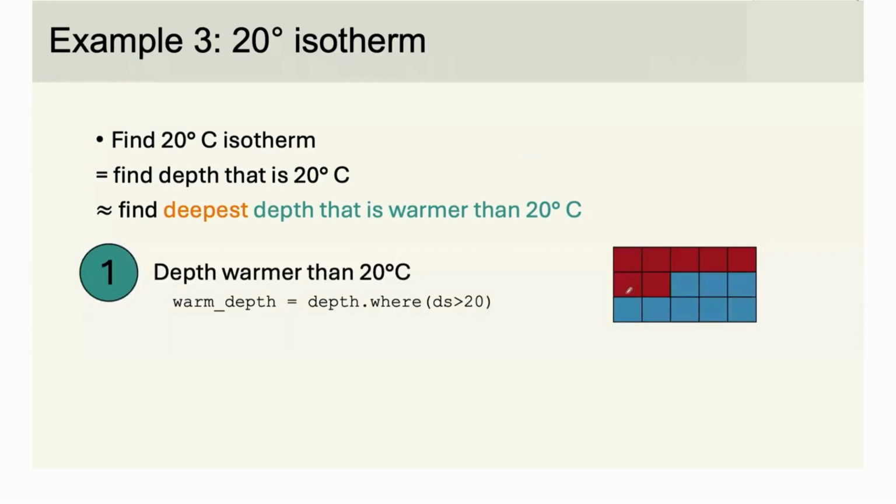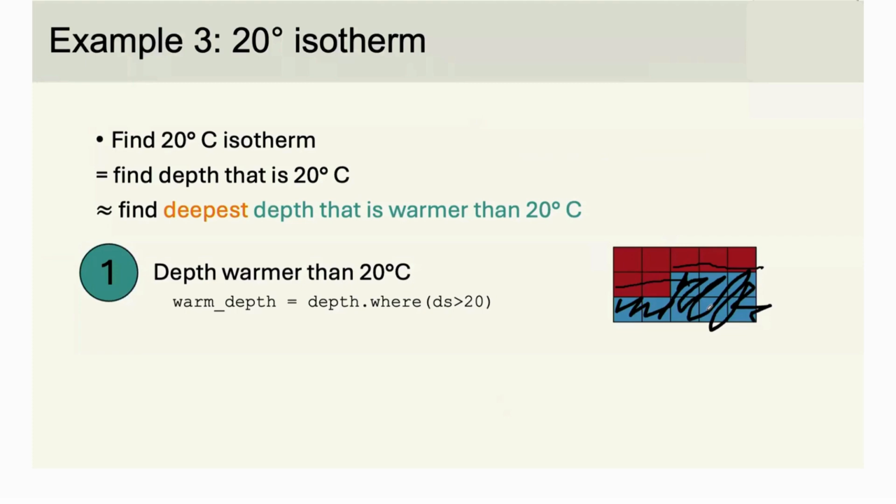So if we have a box of temperatures and we have, I've colored in red everything warmer than 20 degrees and blue everything colder than 20 degrees, you could say 20-degree isotherm is, sorry, I'm drawing with a touchpad, the deepest depth that's still warmer. And so you can start by calculating which depths are warmer, and then if you use where, you can scribble out everything colder than that. So we'd have a bunch of depths and then some nans below that.